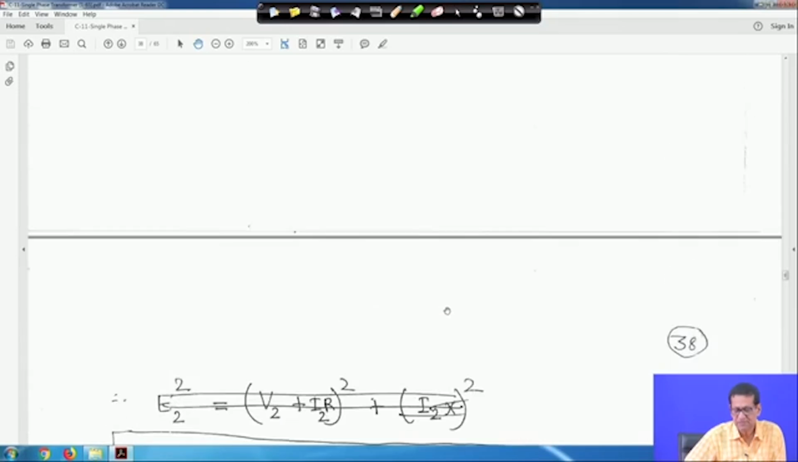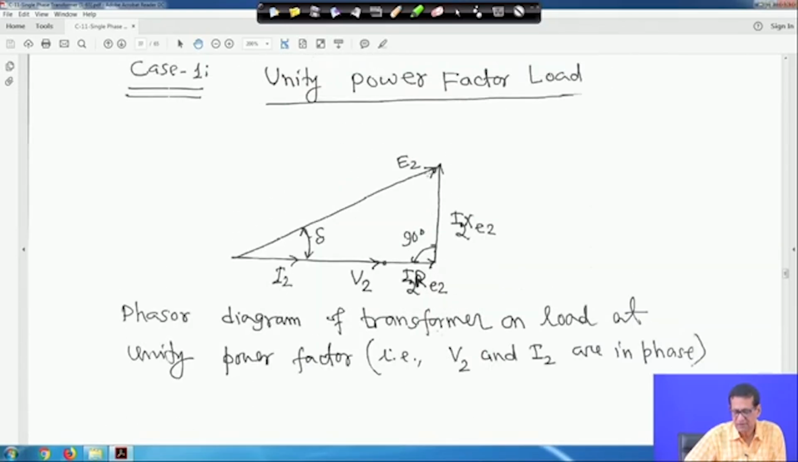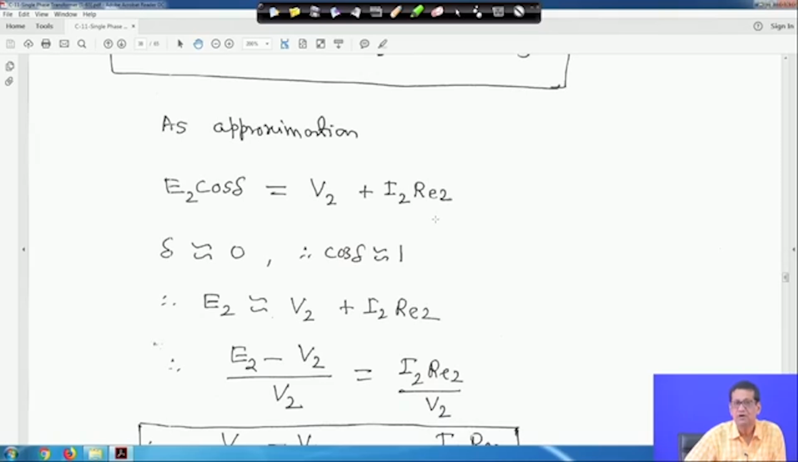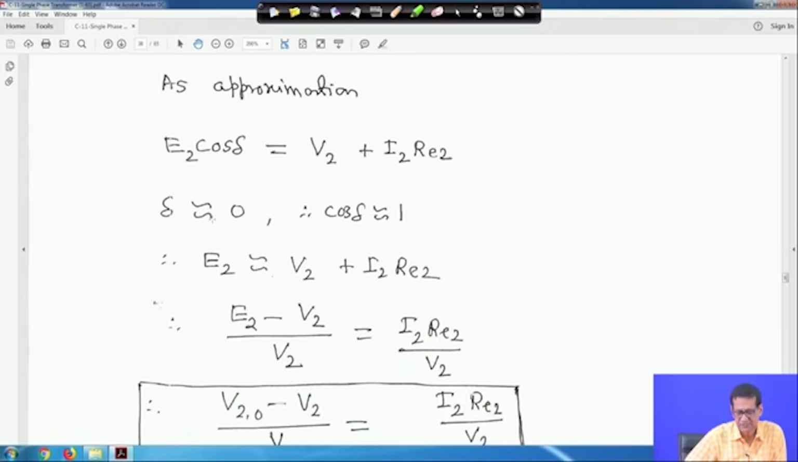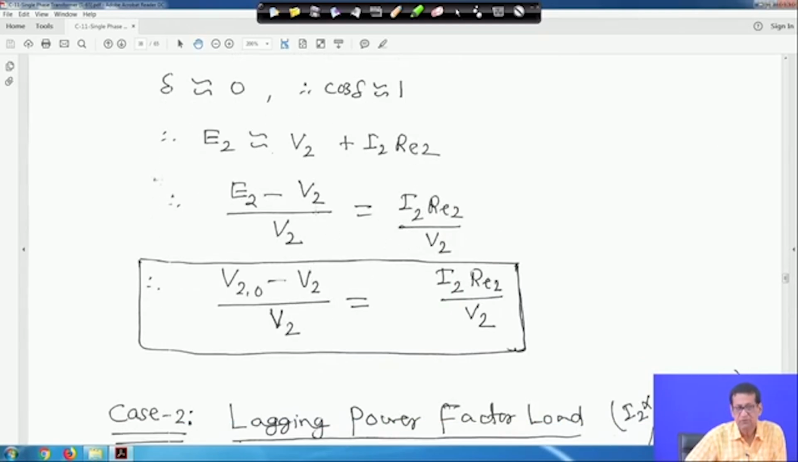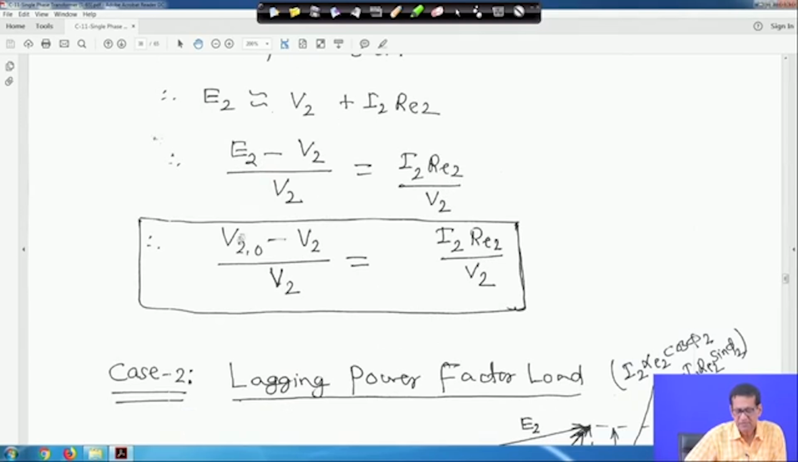Now, as an approximation, we can write E2 cos delta is equal to V2 plus I2 Re2. If delta is approximately equal to 0, that means cos delta is 1, therefore approximately E2 is equal to V2 plus I2 Re2, or we can write (E2 minus V2) upon V2 is equal to I2 Re2 upon V2. We have just seen that E2 is equal to V20, therefore (V20 minus V2) upon V2 is equal to I2 Re2 upon V2.